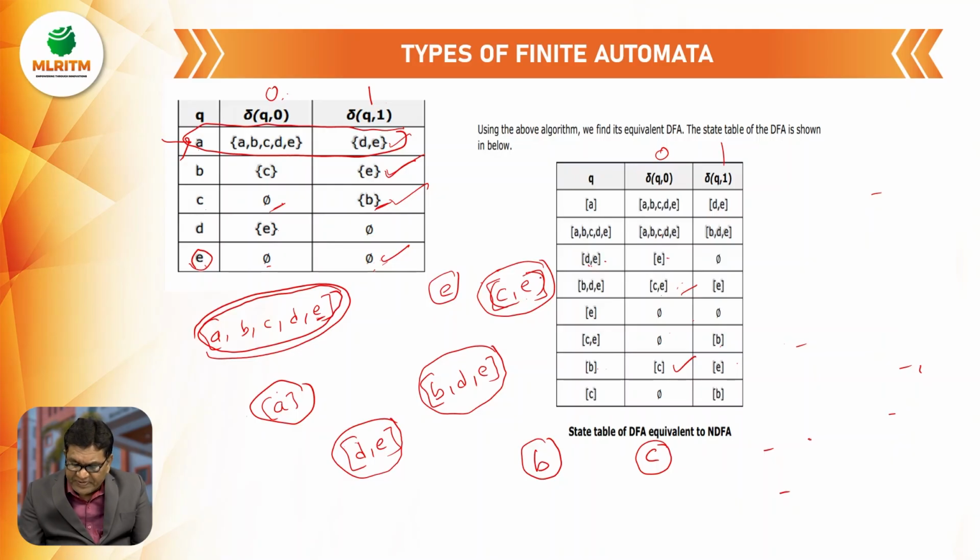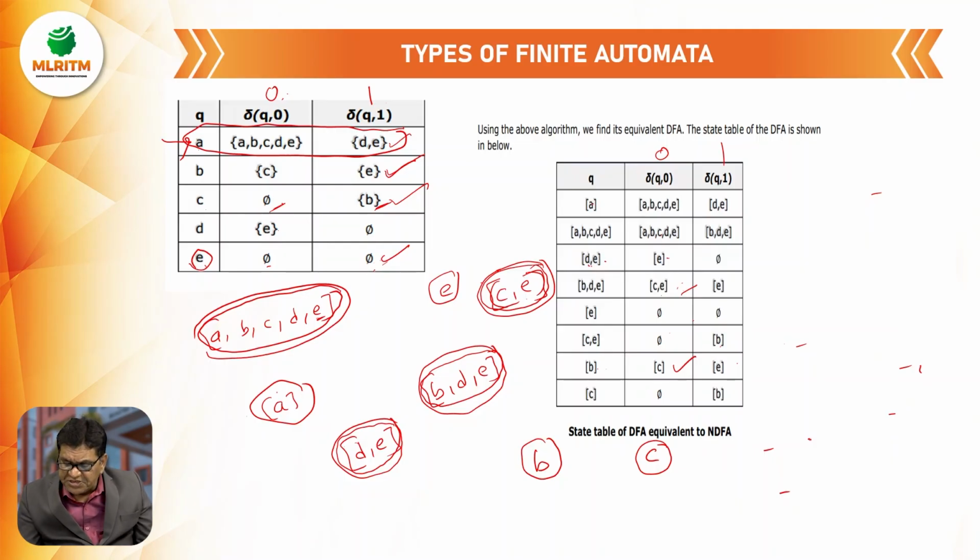In this state, E is also present, so it is also a final state. In this state B, D, E, E is present, so here it is also a final state. D comma E, E is present here, so it is also a final state. How do we determine the final states in the DFA? First of all, you find the final state in the NFA, then check whether it is present in the DFA states or not. If E is present, then it is a final state. Right.